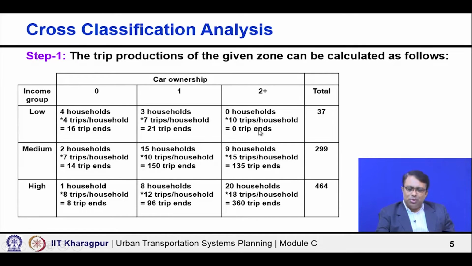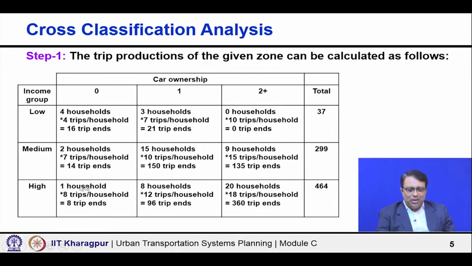Following exactly the same procedure for low income with 2 plus cars, we have 0 households, which is also unrealistic. We are saying low income, but then 2 or more cars, that is not possible. So, we have 0 households, so 0 trips. How many total trips do we get from the low income group? 16 plus 21, so the total is 37.